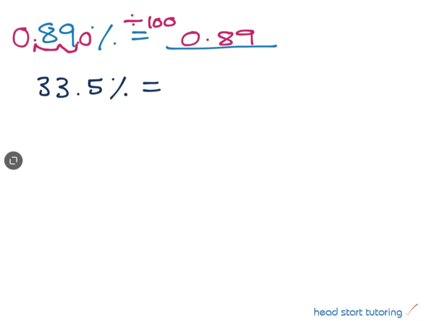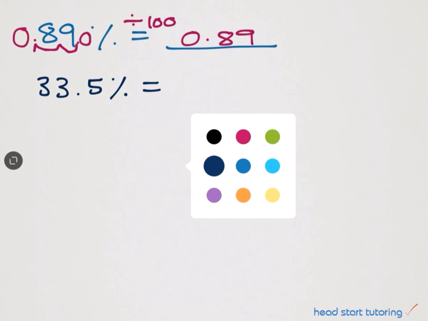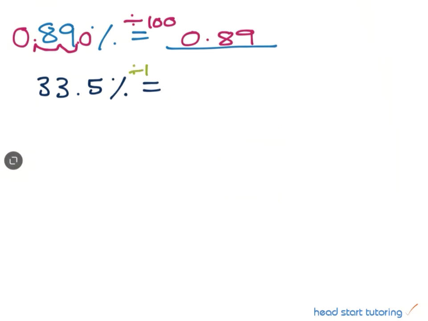33.5% as a decimal. Again, all we need to do is divide by 100. So we're going 2 places to the left because our decimal point is going 2 places to the left, and that is because each of our digits are moving 2 places to the right in terms of place value.